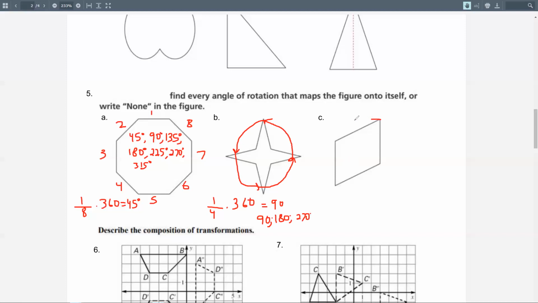Okay, this one, if we rotate it around, it's only going to match up one other time. So it's going to be 1/2 times 360, which is 180. And that's the only time 180 will go into 360.